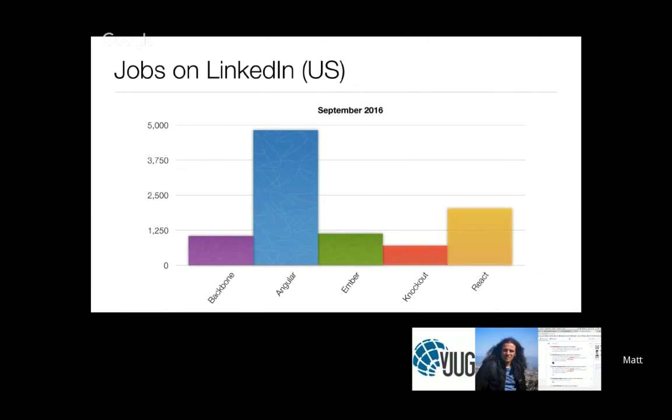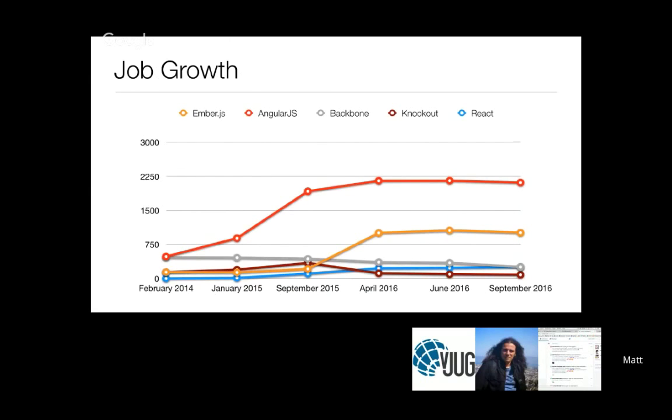In the Angular world, one of the things I like to look at is jobs on LinkedIn. This is just US. They recently changed the statistics so you can't search worldwide. But if you look at Backbone versus Angular versus Ember versus Knockout versus React, you'll see that Angular has a lot more jobs, a lot more people are hiring for it. And job growth, it's interesting that in September, early 2015, there was a huge growth in Angular. Then it plateaued earlier this year, and now it's sort of flattened out. And even Backbone, you can see, has dropped over the years.